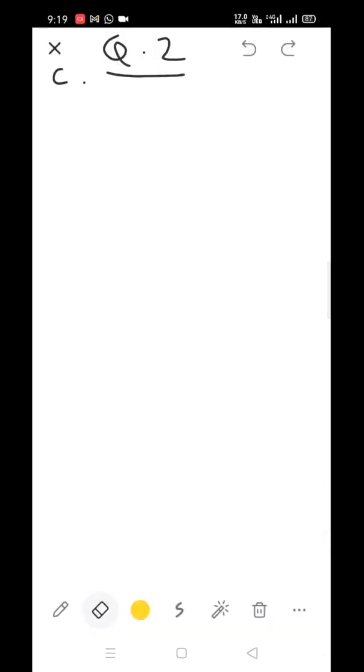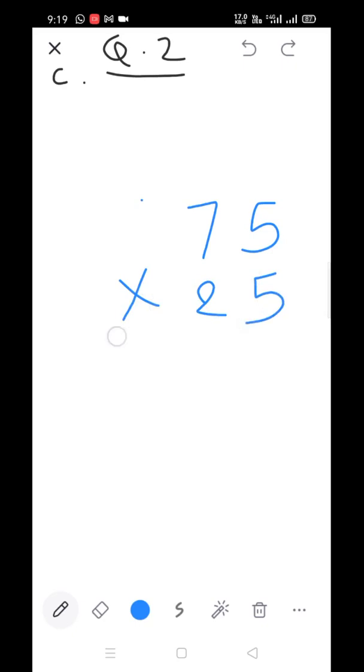Okay. So first we will take 75 multiplied by 25. Write down the places: ones, tens. Start the multiplication of 5, this one 5, with 5 and the 7. So firstly we will multiply 5 with the 5. 5 5s are 25.